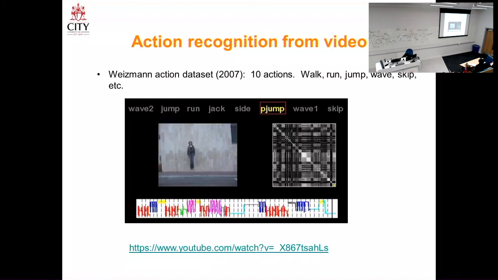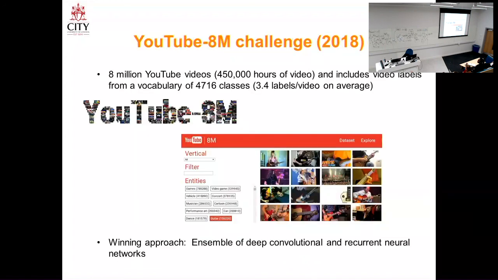And in fact, there's been some really interesting work on this. This was the Weizmann action data set in 2007. It had 10 different actions, so you can try to do this classification. You can imagine there are lots of ways you could approach that problem. You can compute motion fields, like vector fields of optical flow, and feed those into classifiers, etc. But that was over 10 years ago.